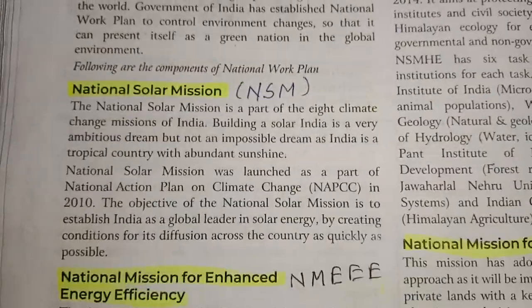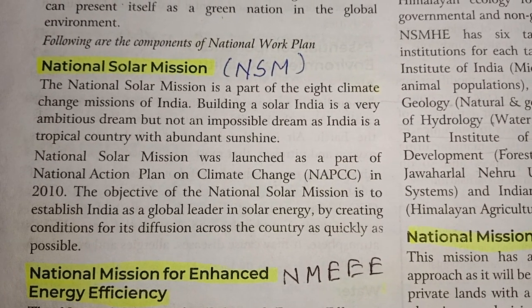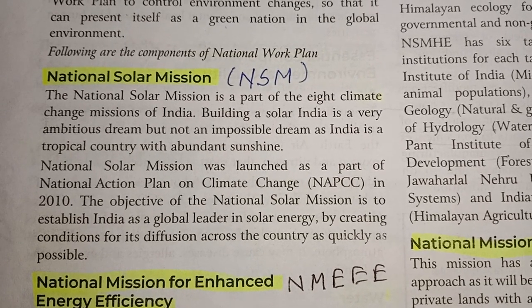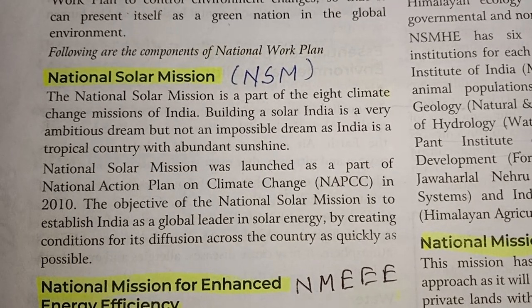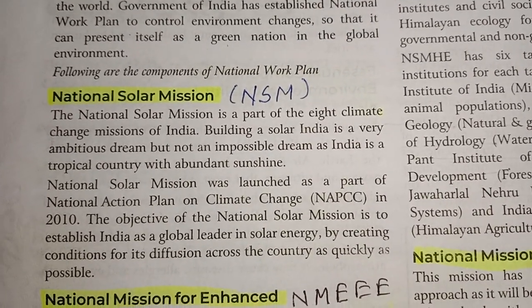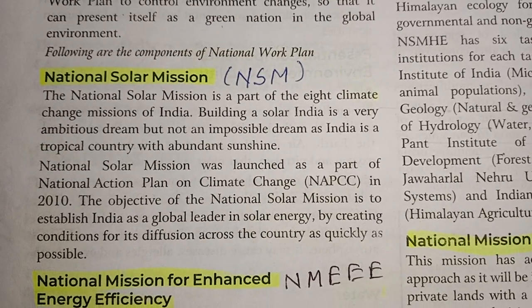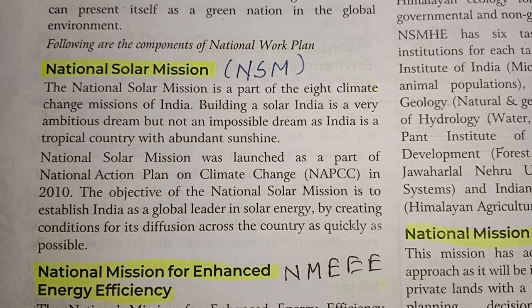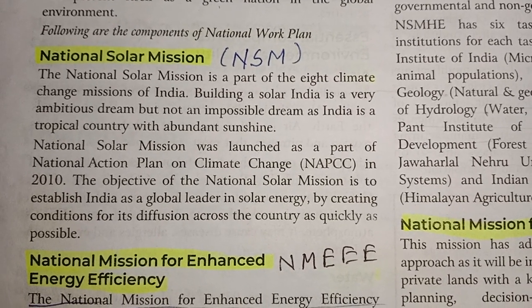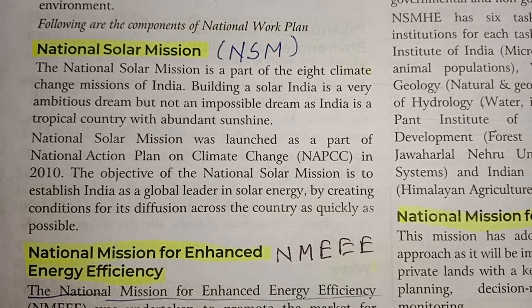National Solar Mission, NSM. The National Solar Mission is a part of the eight climate change missions of India. Building a solar India is a very ambitious dream, but not an impossible dream, as India is a tropical country with abundant sunshine. The National Solar Mission was launched as a part of the National Action Plan on Climate Change, NAPCC, in 2010. The objective of the National Solar Mission is to establish India as a global leader in solar energy by creating conditions for its diffusion across the country as quickly as possible.